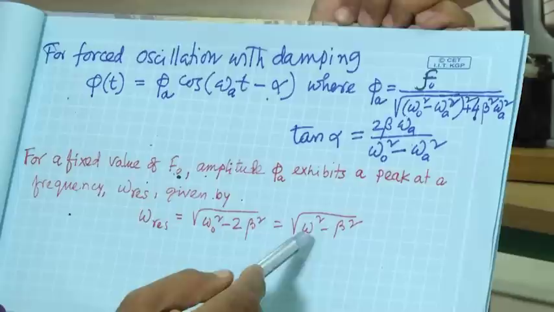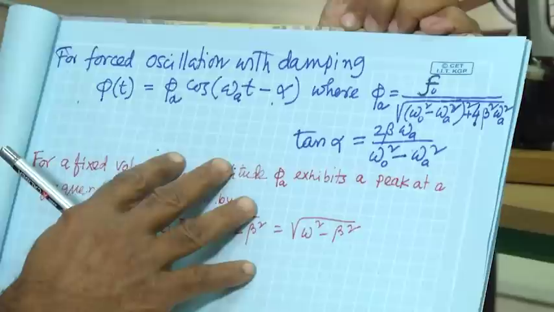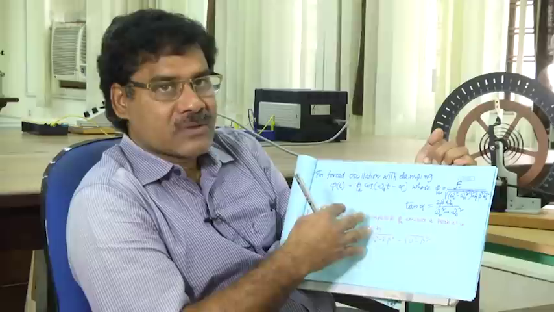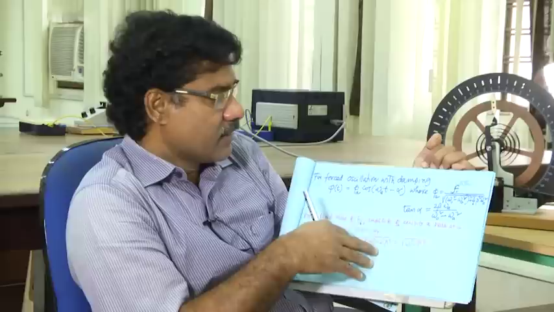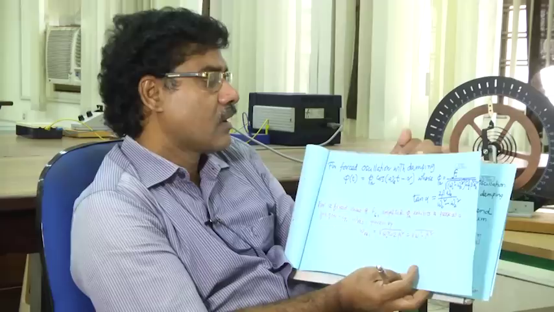So, this is basically the basic theory of free oscillation, then damped oscillation, then forced oscillation. I think we have studied this type of oscillation in class 12. So, to study these oscillations, we will use the Pohl pendulum, as I told.